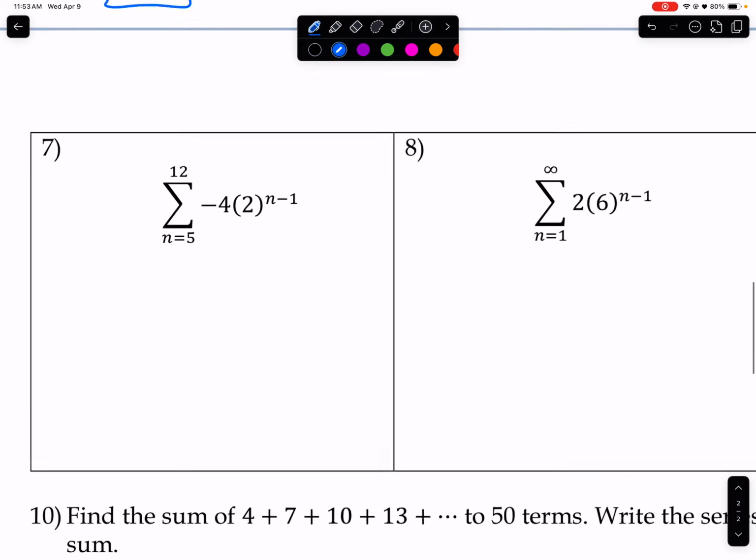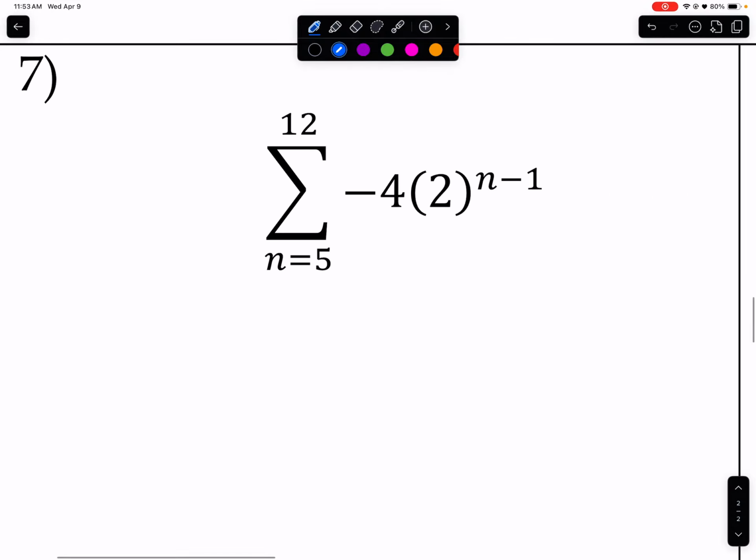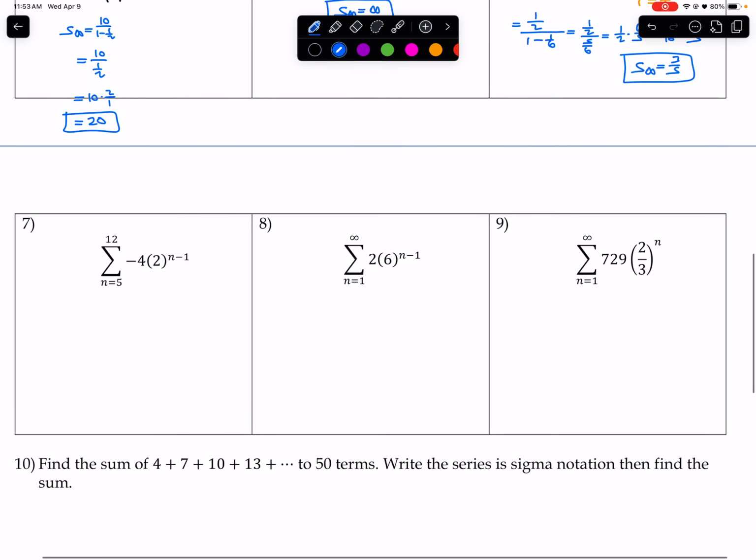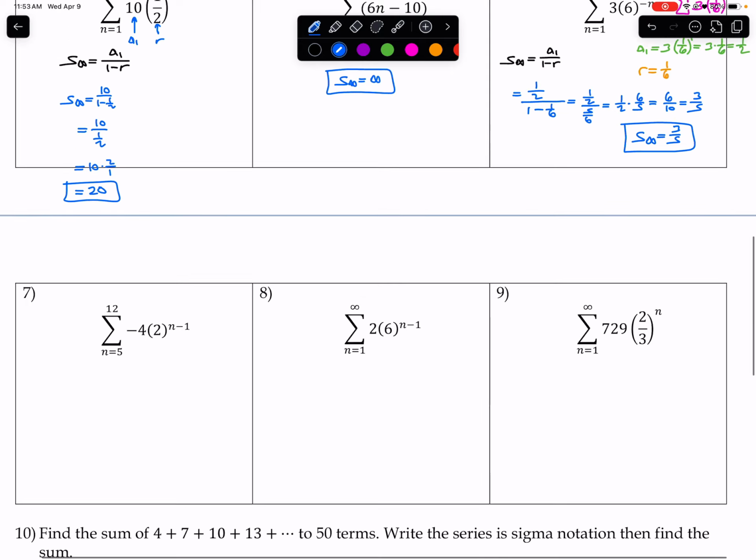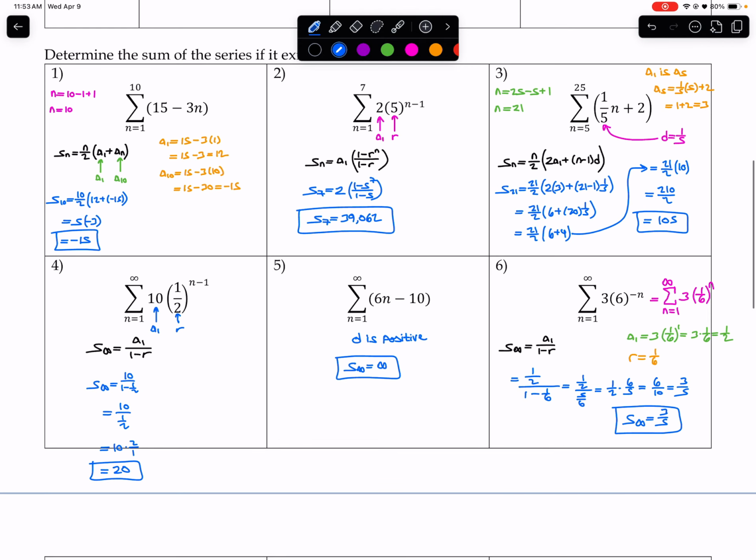Now, moving on. So with this next one, or rather, scratch that, I would say pause here, try 7 through 9 on your own. It's going to be the same kind of context that we did on the first page.